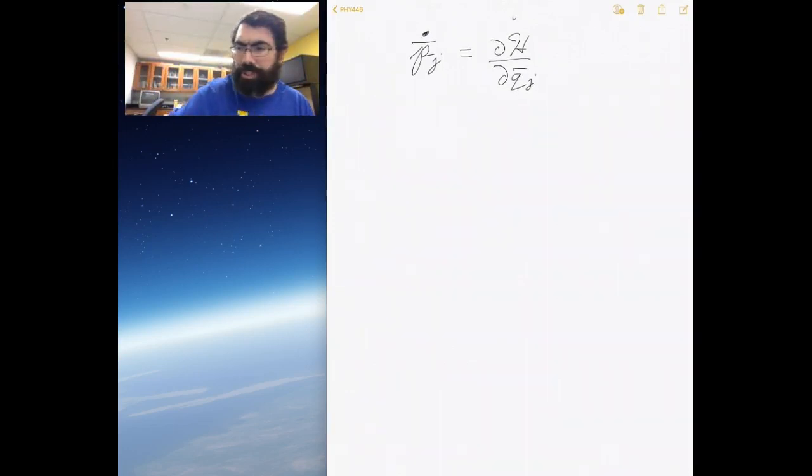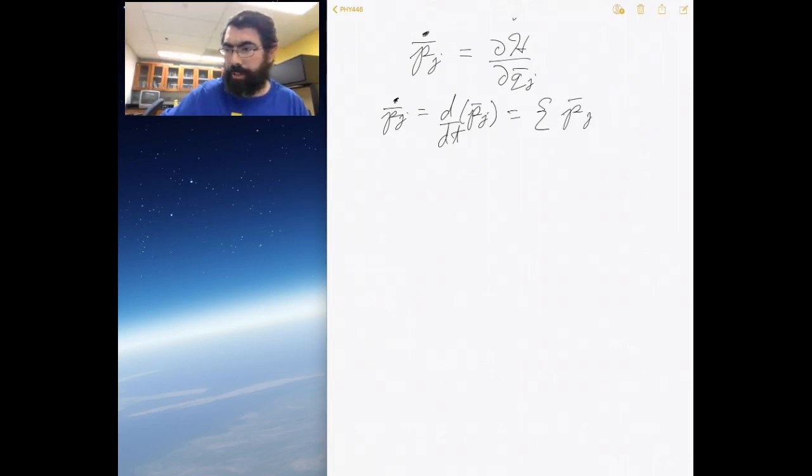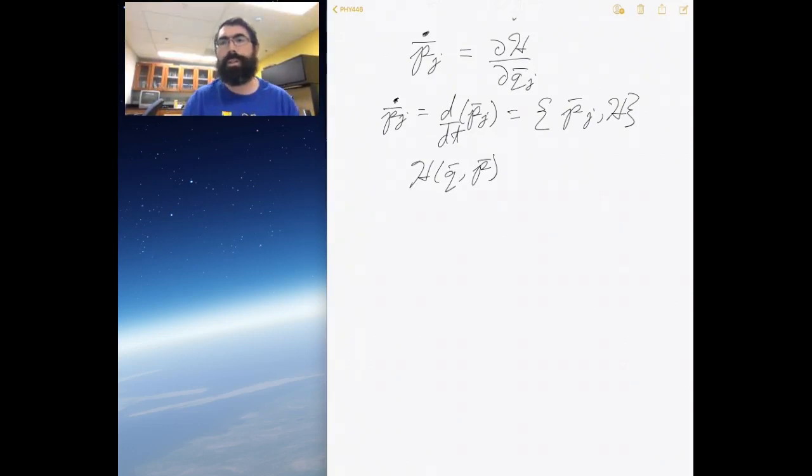So if I start with this equation, this p bar dot is the time derivative of the momentum in the barred frame of reference, which I could also calculate from the Poisson bracket of the momentum with the Hamiltonian. And again, the Hamiltonian in this case is the Hamiltonian in the barred system, so after there's been a transformation of the coordinates. I could write this out as the sum.